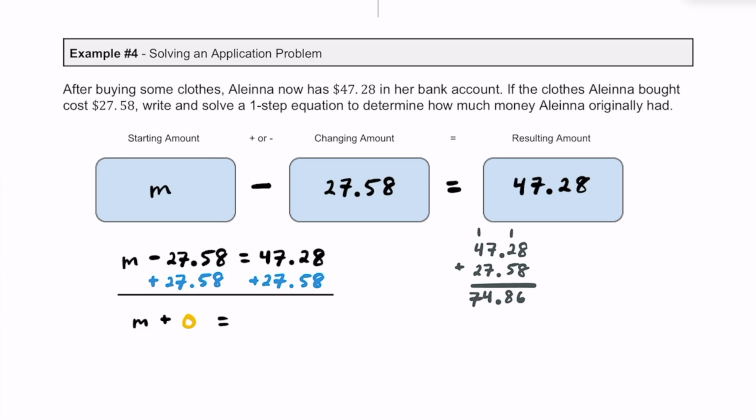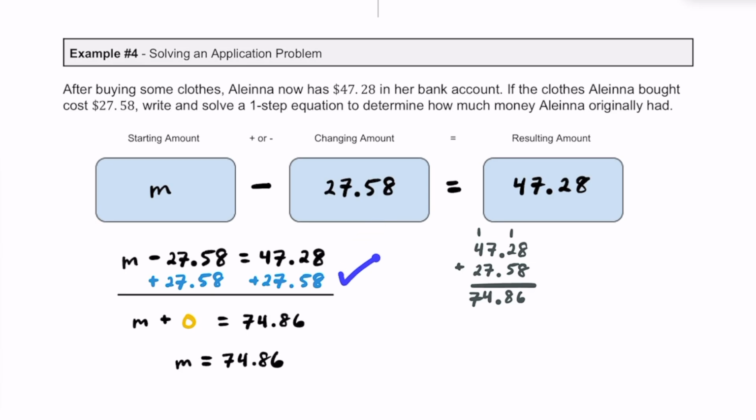So if we take the 47.28, and we add on the $27.58, then this is what Elena must have had before. So this is going to be $74.86. Okay. Using the identity property of addition, we can drop the 0 here and say the amount of money that Elena had before shopping was $74.86. So here we wrote a one-step equation to represent the situation.